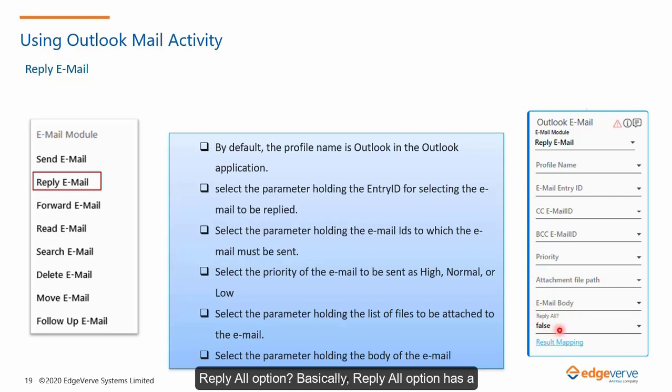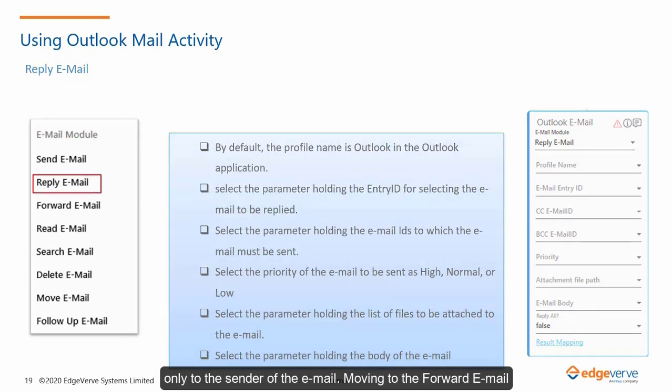Basically, the reply all option has true and false in the drop down. So we can select true if we want to use the reply all feature of Outlook. If false is selected, the reply is sent only to the sender of the email.